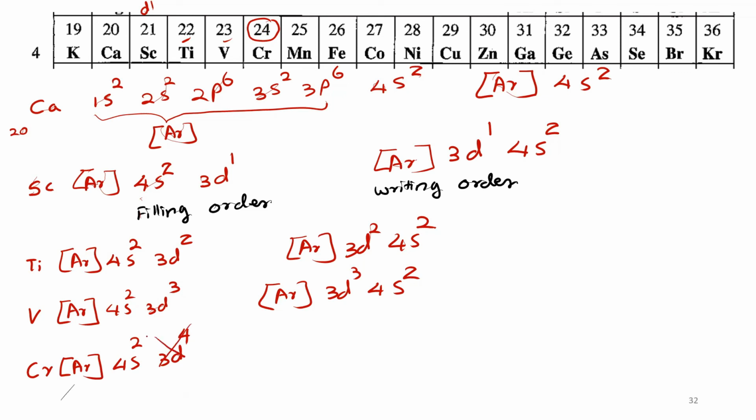But this kind of configuration does not exist for chromium. What we write for chromium is not this. What we write for chromium is argon 3d5 4s1. Now this might look weird. Instead of putting 4s2, 3d4, we have moved one electron from here into there and turned that into a 3d5 and leave it as 4s1. Why do we do it like that?